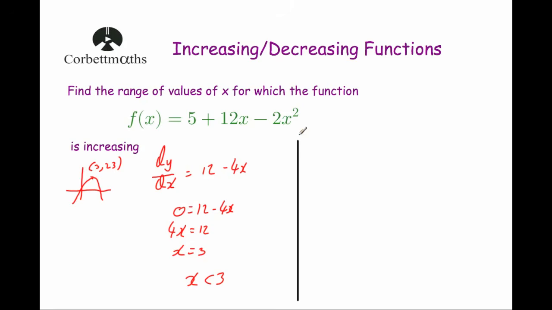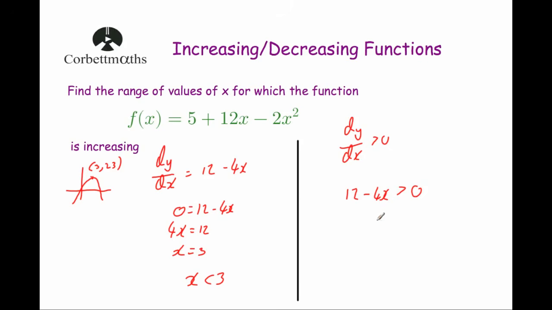Our second approach is just by considering dy by dx. We know that it's increasing, so we can say that dy by dx is positive, bigger than 0. So what we're going to do is differentiate, which we've done. dy by dx is equal to 12 minus 4x, and for an increasing function, it's going to be bigger than 0. Now we can just solve this inequality.